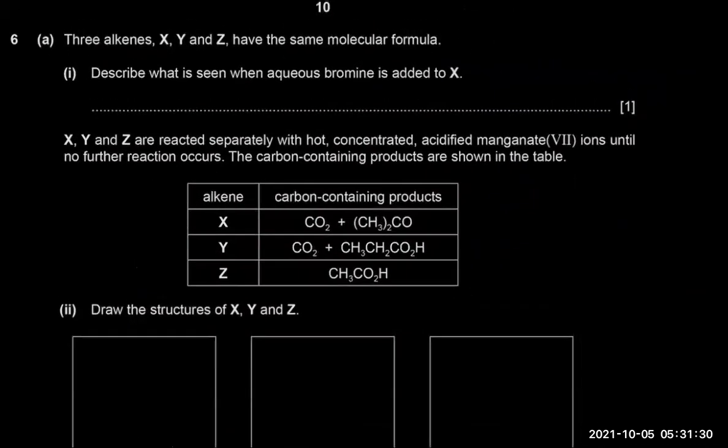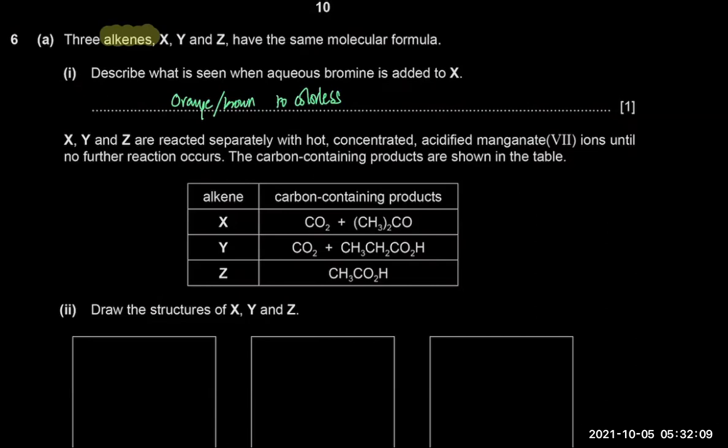3 alkenes X, Y, and Z have the same molecular formula. Describe what is seen when aqueous bromine is added to X, or any of these 3 for that matter. Aqueous bromine with an alkene, what happens? It decolorizes. So what is seen? The solution goes from orange or brown to colorless. It's sort of a light orangish brown, a dirty orange kind of color.